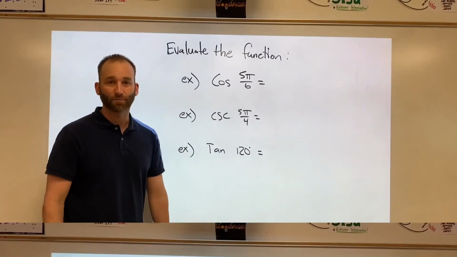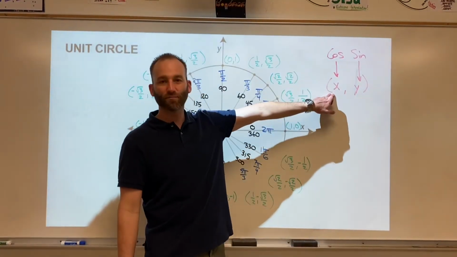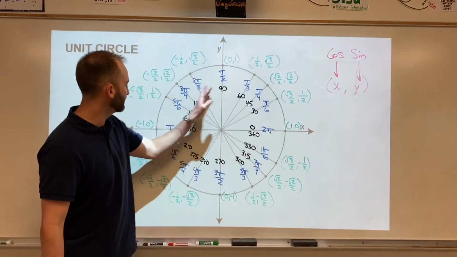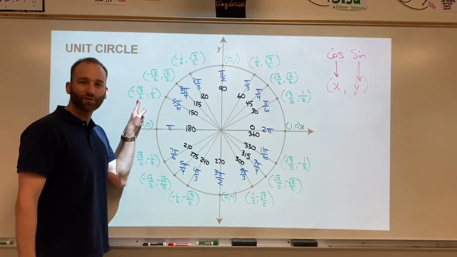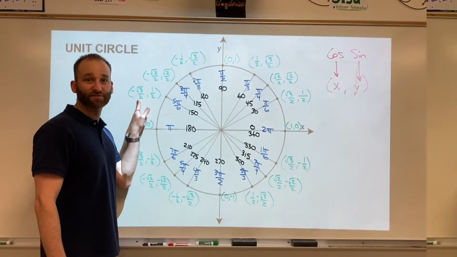Let's start with this top one. We got cosine of 5 pi over 6. Remember that the cosine refers to the x coordinate on here. The sine refers to the y coordinate. So I go to 5 pi over 6, bam. The x coordinate is negative root 3 over 2. Everything looks good. There's my answer, done.